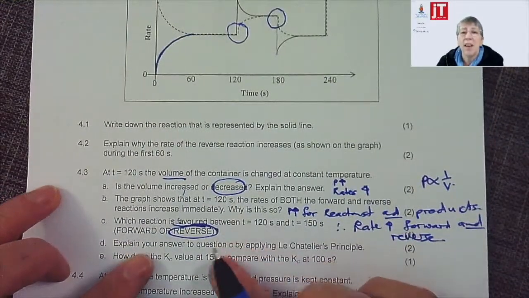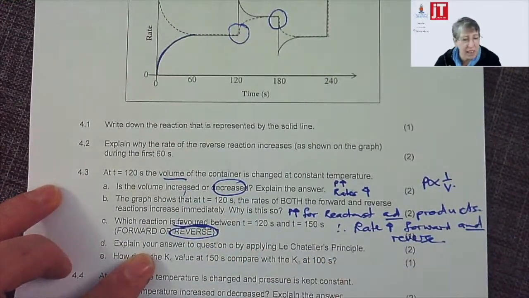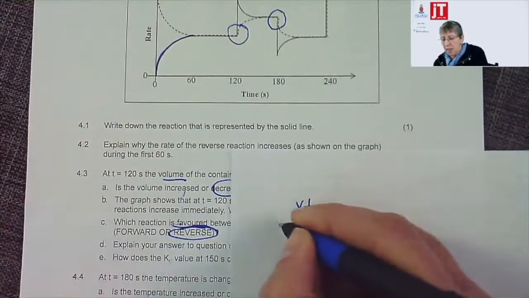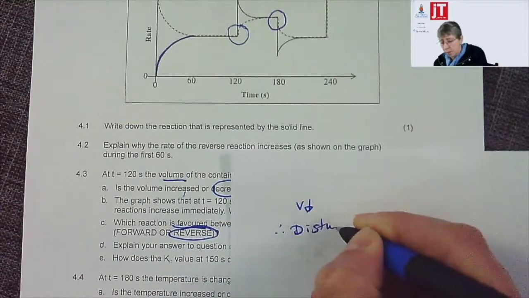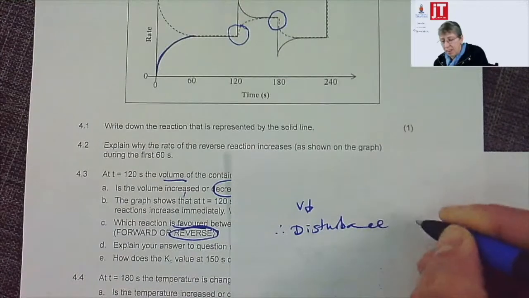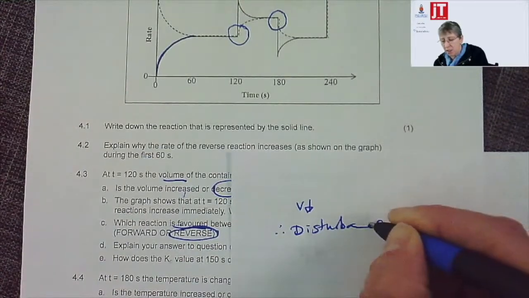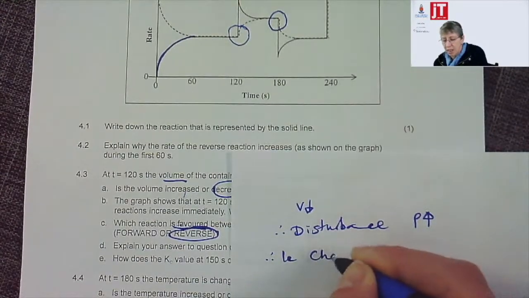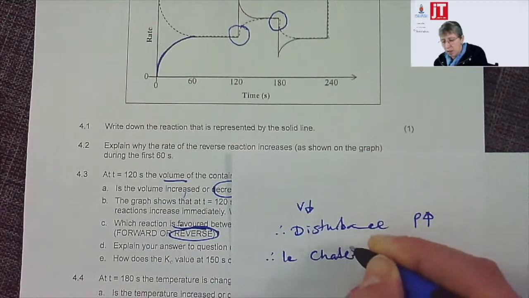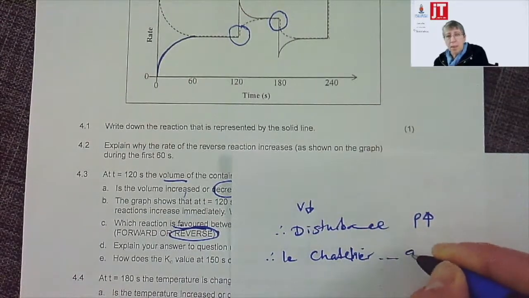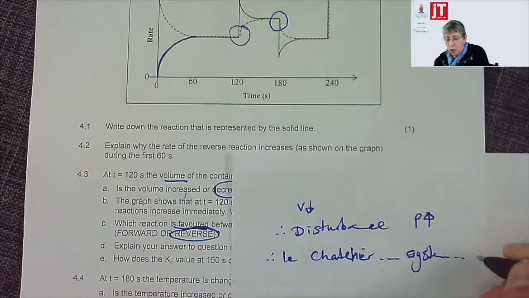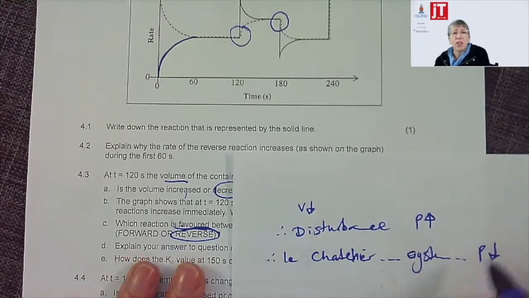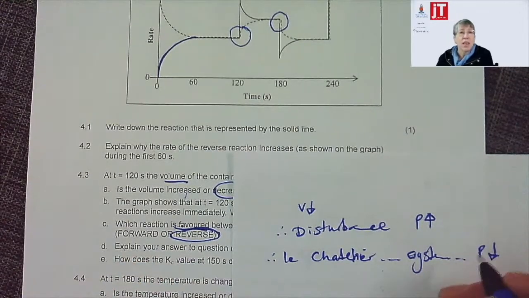Now explain why it's got a higher rate by applying Le Chatelier's principle. Right, let's do that. So the volume was decreased, and immediately what is my disturbance? The fact that the pressure is increased. Right, if the volume is decreased, pressure is increased. And then, according to Le Chatelier, the system will react to decrease the pressure, right? And how can it decrease the pressure? Who's exerting pressure? Remember, only gas can exert pressure, right?